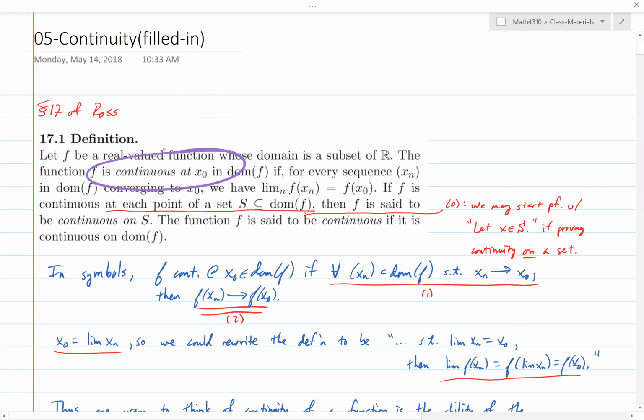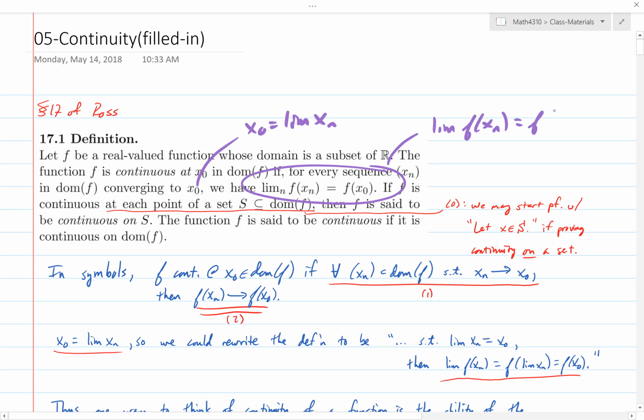A function is continuous at a point x naught, and that point is in its domain, if for every sequence in its domain that converges to x naught, so x naught is equal to the limit of xn, then the limit of f of xn is f of x naught. You might write this as: the limit of f of xn, the limit of the sequence of function values, is equal to the function of the limit, because this is x naught, as we wrote there. That's what I mean by passing a limit through a function. That's what we mean by continuity.